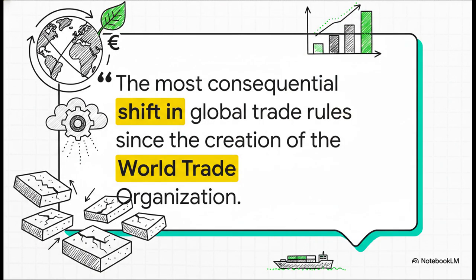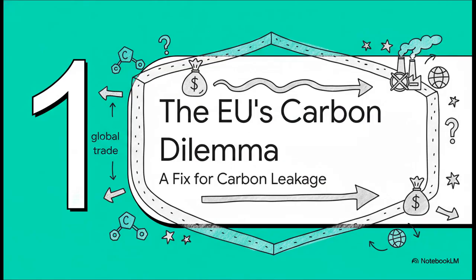Yeah, I'm not exaggerating. One analysis called it the most consequential shift in global trade rules since the creation of the World Trade Organization. We're talking about a huge deal here, a real tectonic shift in how business gets done on a global scale. All right, so let's start with the official story. Why did the EU create CBAM in the first place? It all comes down to solving a problem they call carbon leakage.